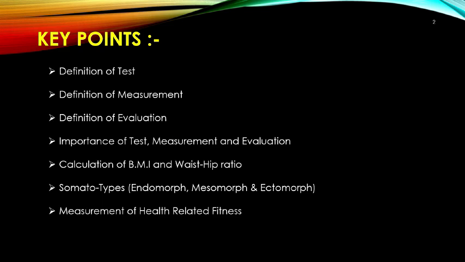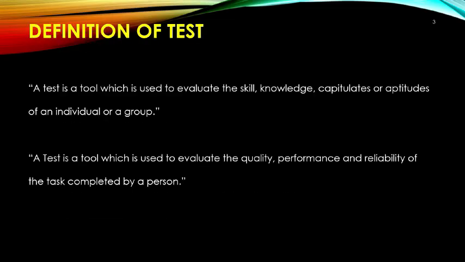Definitions. Test: a tool to elicit performance. Measurement: assigning numbers to that performance. Evaluation: interpreting those numbers to make decisions. In physical education, measurement and evaluation help a teacher assess students' performances. Students reflect on their own progress, and programs track development over time.